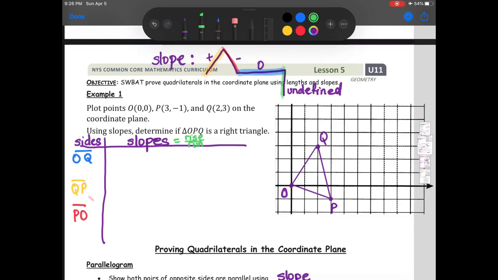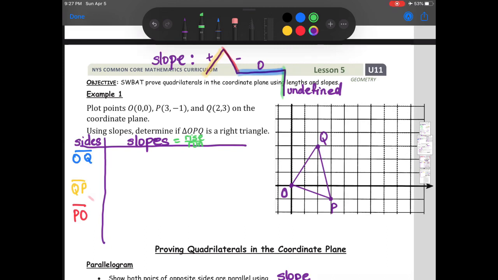Now, how do we work with our coordinate geometry proof? You're going to make a T-chart and you are going to find out, let's read the question. Make a T-chart with sides and slopes, fill that in, and then you know how to find slope. Slope is what? Rise over run. That's how we find slope, right?